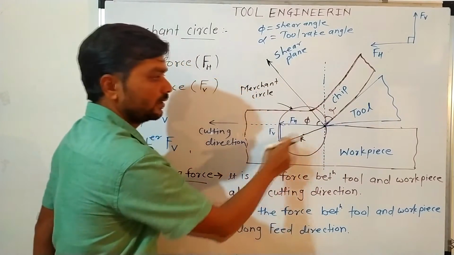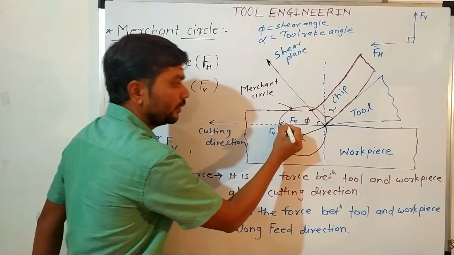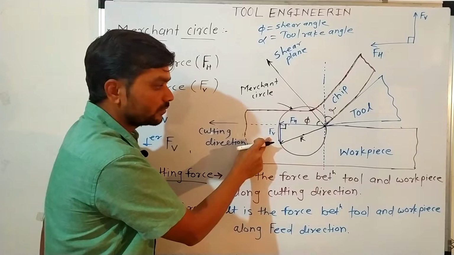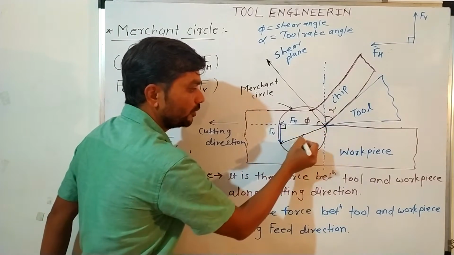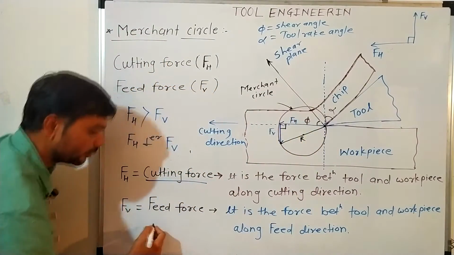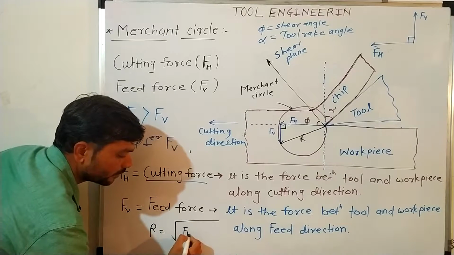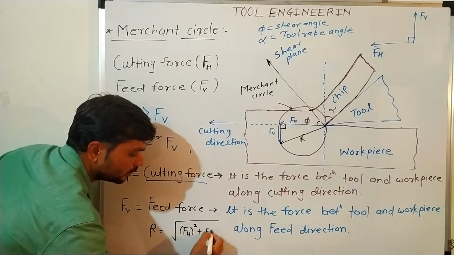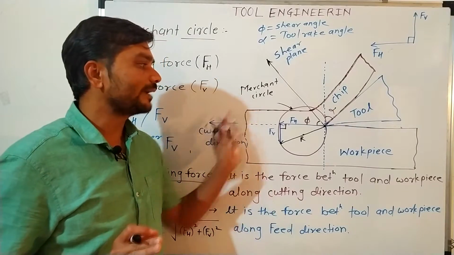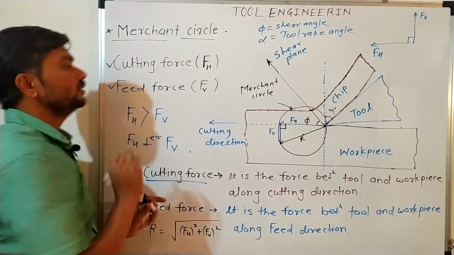In the cutting direction there is a cutting force, exactly perpendicular to this cutting force we have the feed force, and by joining these two points we get the resultant of the cutting force and feed force. With the help of a formula, the resultant is equal to the square root of FH square plus FV square. This is the first set of forces which act during the machining process: the first force is cutting force and the second force is feed force.